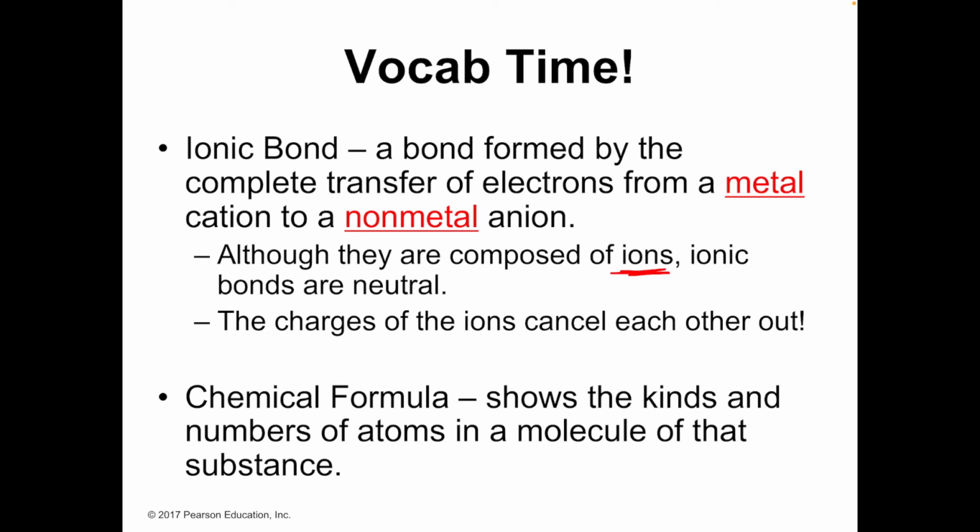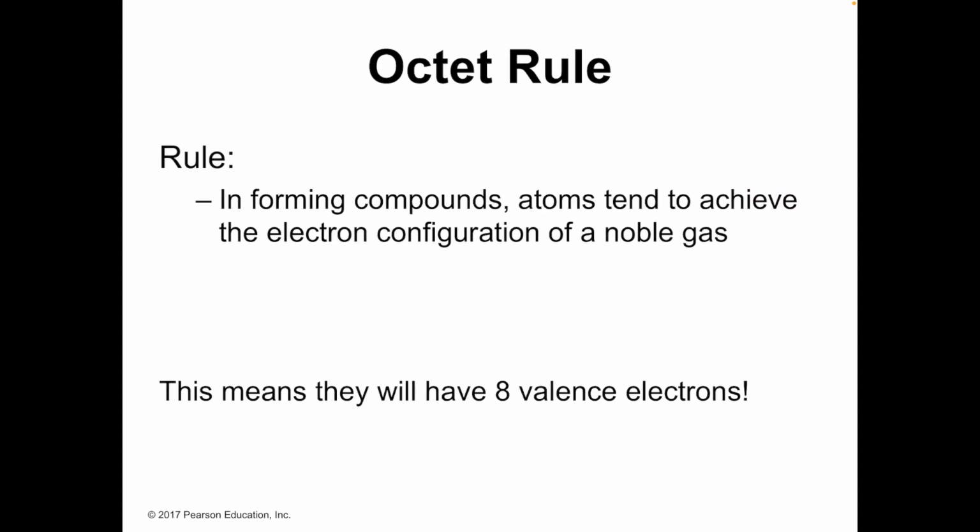And then chemical formulas show the types and numbers of atoms in a molecule of that substance. So if we were talking about water, H2O, that's telling you that there are 2 hydrogens and 1 oxygen. So that is the chemical formula of water.